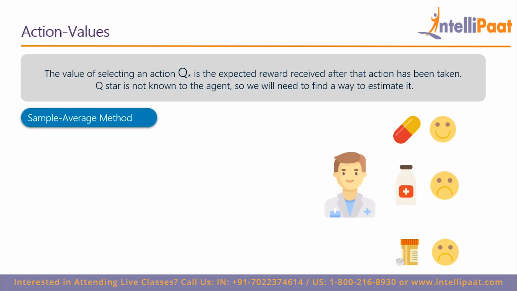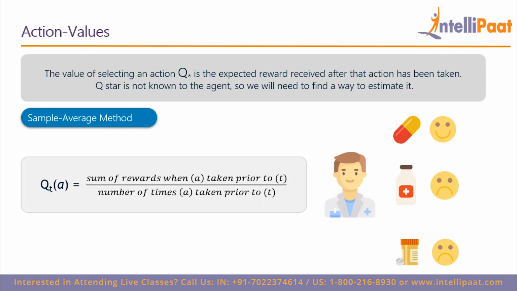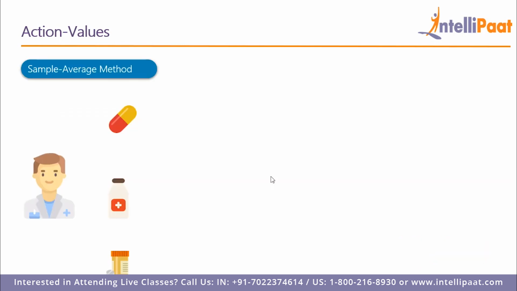So we'll use a method called the sample average method to estimate the action value for a particular action. So the action value for an action A at time t is the sum of the rewards received when action A was taken before time t divided by the total number of times action A has been taken before time t. So in our doctor example, if the patient is satisfied with the medicine, then we will give a reward of +1, and if the patient is not satisfied with the medicine prescribed by the doctor, we'll give a reward of 0.